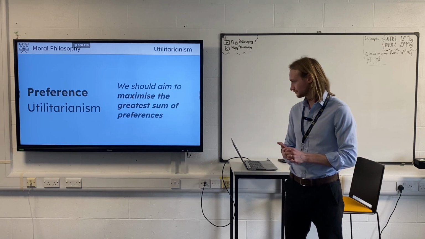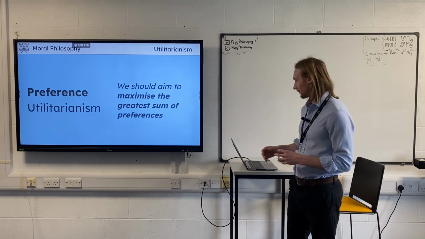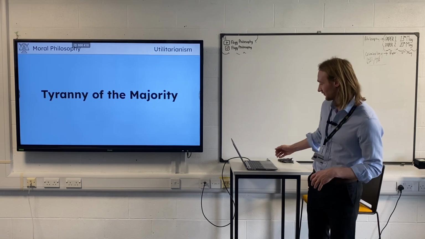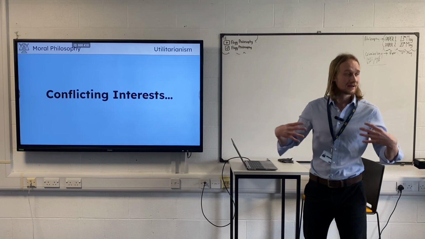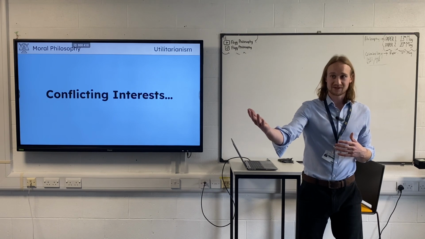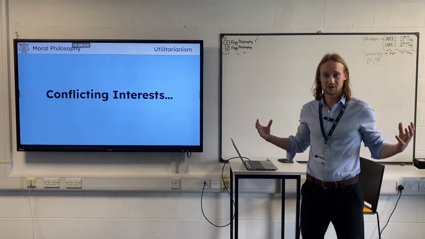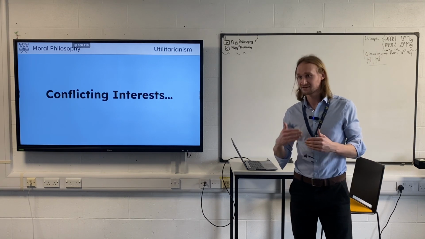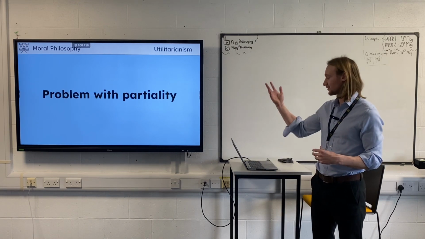Maximising people's preferences. And this might be a bit of a better basis to work from, instead of just happiness or pleasure. But again, even with changing it to preference utilitarianism, we still have problems like tyranny of the majority. And we also have conflicting interests. Think about how that works in democracy. When we're trying to decide, we have all these conflicting interests where some groups' interests might be the absolute opposite of, or the contradiction of, another group's interests. Now, do we just go with whose interests come out on top? Do we just go with the most sum of interests, whether it is contrasting to some other group's interests? That's a problem here, which leads on to the problem of partiality.